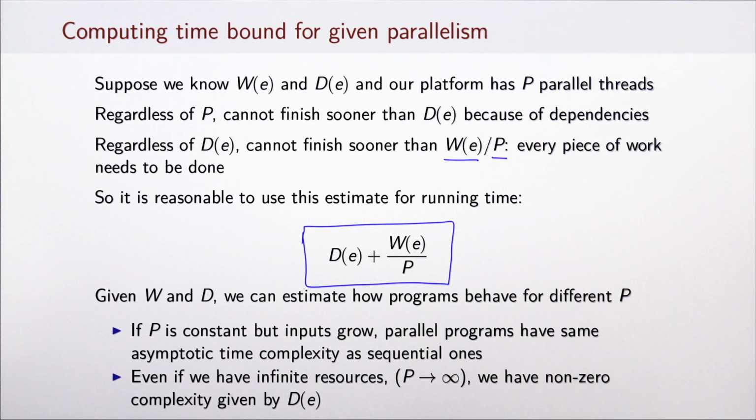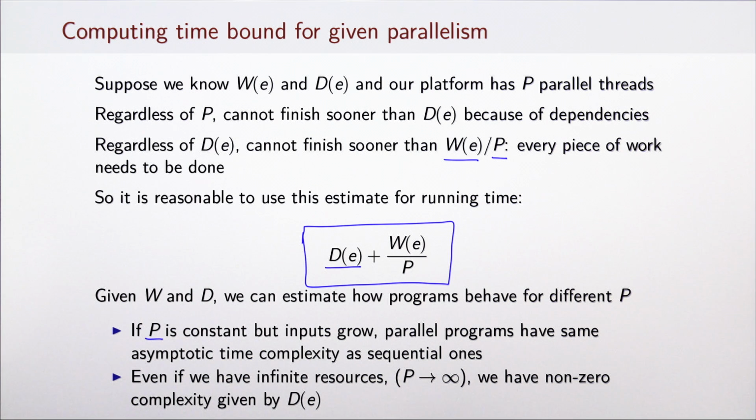Now we can examine what happens if the amount of computation grows or if the amount of parallelism we have grows. Suppose for the moment that the amount of parallelism is constant, so we have a fixed machine or a fixed cluster, but the input grows. So we are considering, for example, larger and larger amounts of data to process. Because p is constant, the parallel program will have the same asymptotic complexity as the sequential one. Namely, this d of e will not really be bigger asymptotically than work of e. And because p is constant, we'll still have the same asymptotic complexity as w of e.